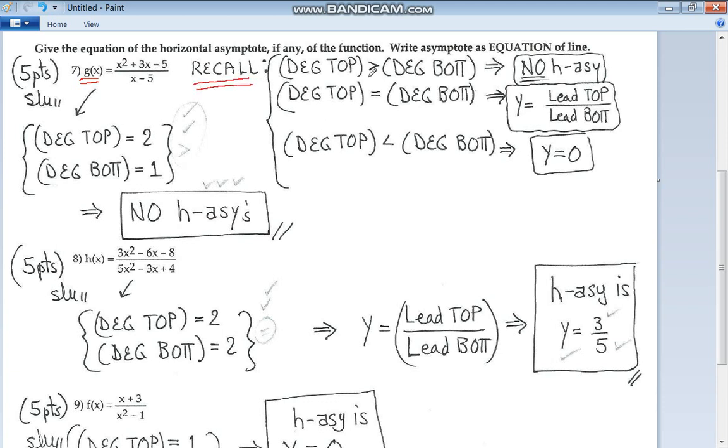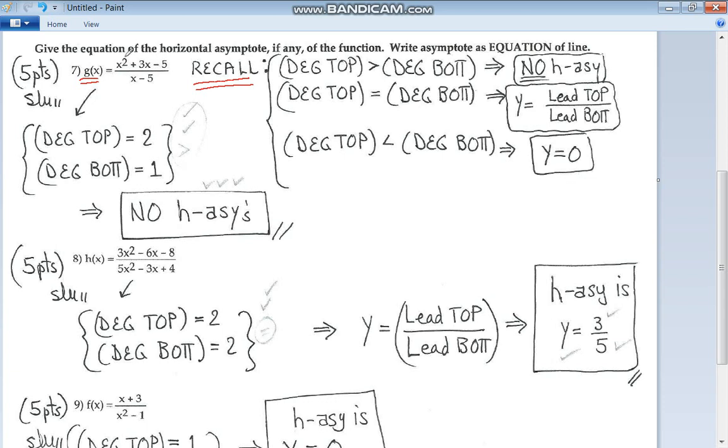If the degree of the top is greater than the degree of the bottom, there's no horizontal asymptote. On the other hand, if the degree of the top is equal to the degree of the bottom, then there is a horizontal asymptote, and the equation of that horizontal line is y equals the lead coefficient of the top divided by the lead coefficient of the bottom. And then finally, if the degree of the top is smaller than the degree of the bottom, then the horizontal asymptote is the x-axis, and that has the equation of the horizontal line y equals 0.